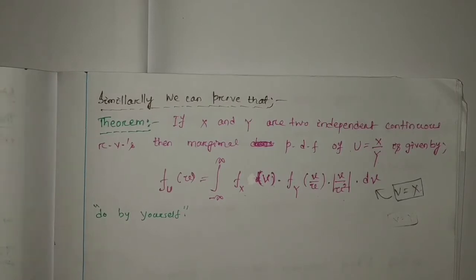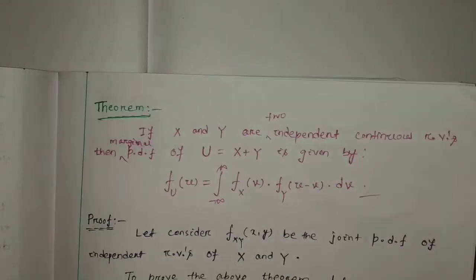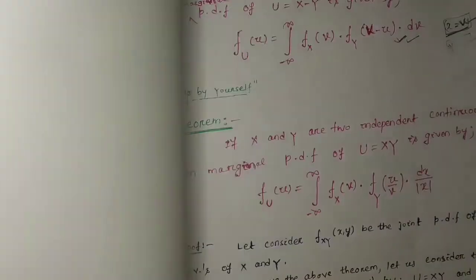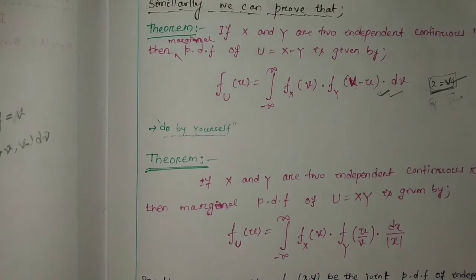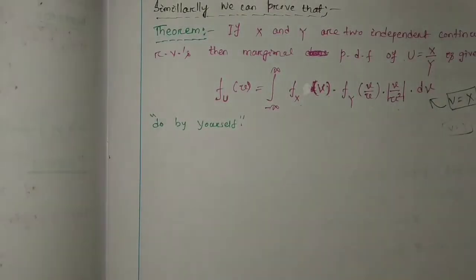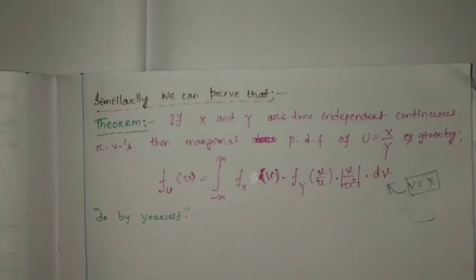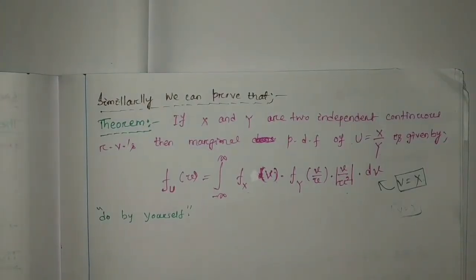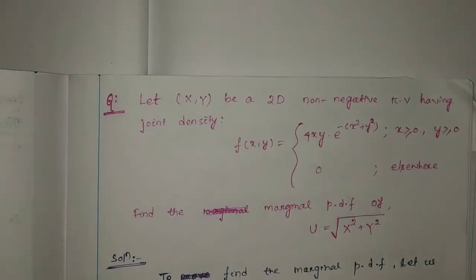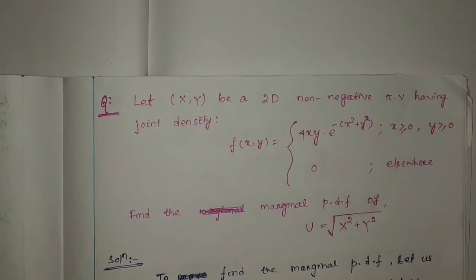So here we have discussed three theorems, and two theorems I have given to you that you have to do by yourself. You can do it, no problem, very easy. These theorems belong to the transformation of 2D random variables. Then in our next class, we are going to discuss a few numericals based upon transformation of 2D random variables.